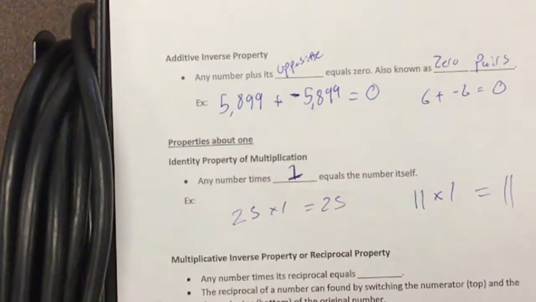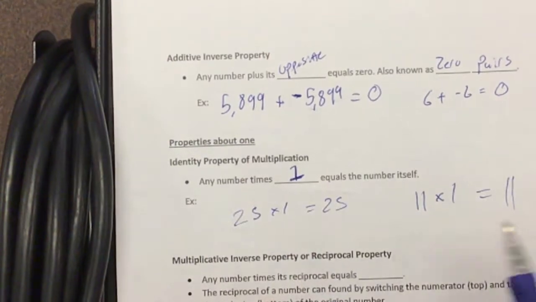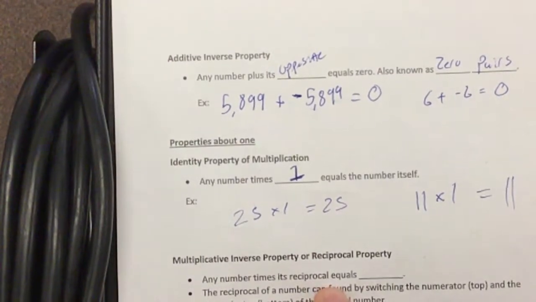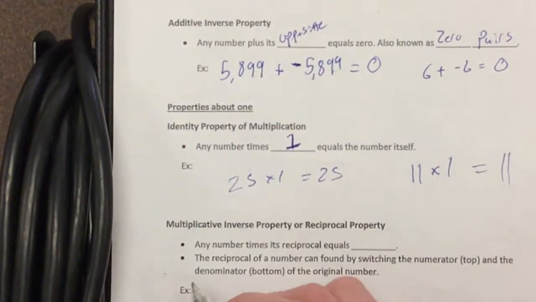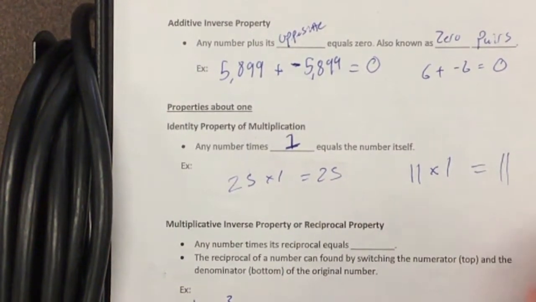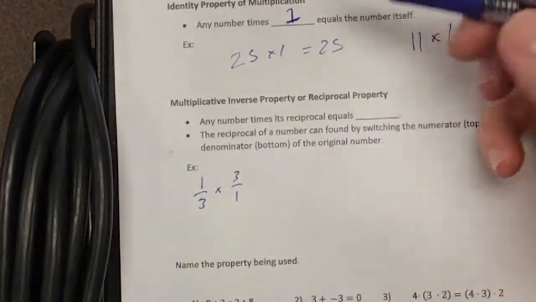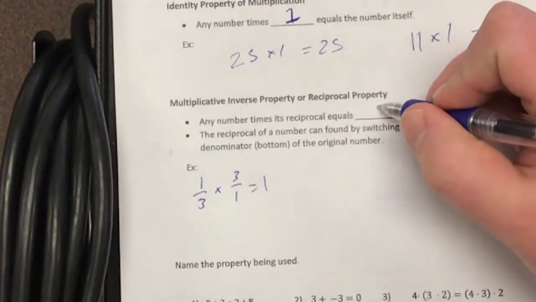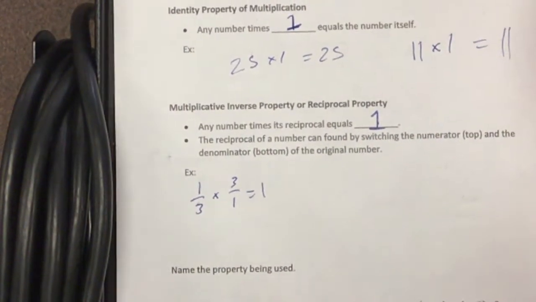All right. Any number multiplied by its reciprocal equals what? If I take 1/3 times 3 over 1, what's that going to equal? Oh, no, that just equals 1. So any number multiplied by its reciprocal equals 1.